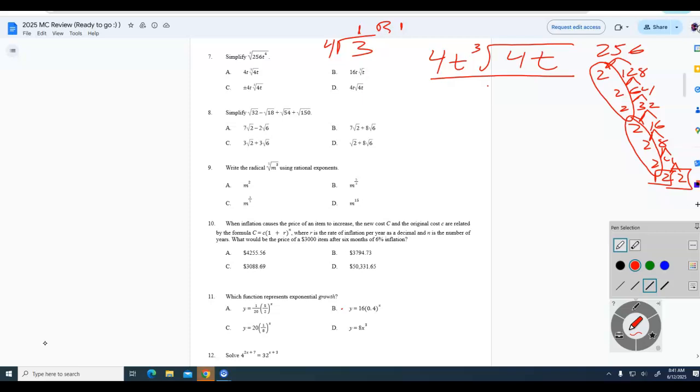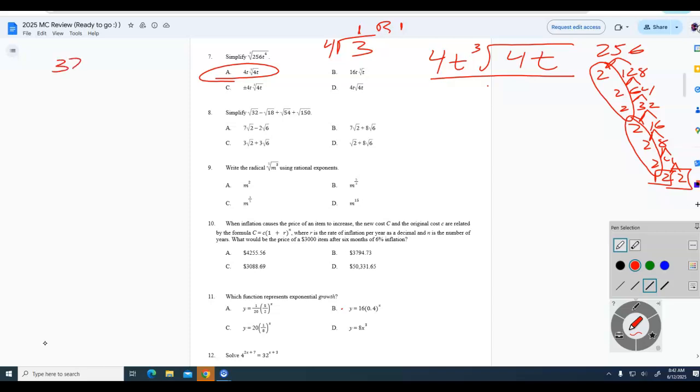And the answer is 4t cube root of 4t. It is not a plus minus. Since the index is odd, there is no plus minus with it. Okay, remember. The cube root of 8 is 2. The cube root of negative 8 is negative 2. So you don't have to account for both signs there.